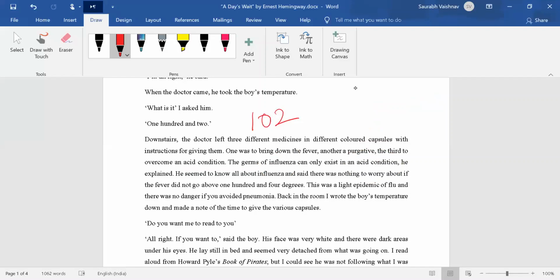He seemed to know all about influenza and said there was nothing to worry about if the fever did not go above 104 degrees.